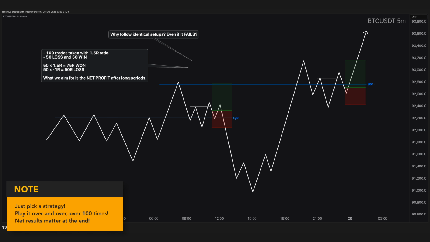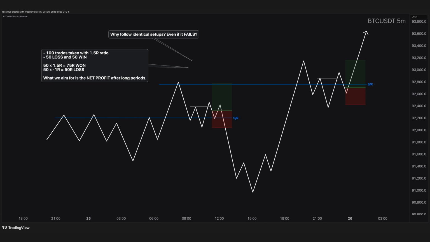A lot of people focus too much on a single trade instead of the bigger picture. For example, they say, I used this pattern once and the trade failed, so this pattern must be useless. But the truth is, you cannot see the results until you trade the same patterns, setups, or strategies consistently for hundreds of trades.